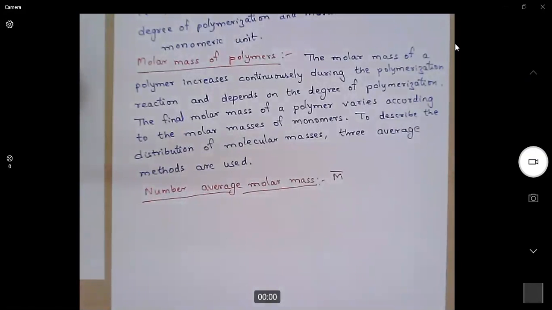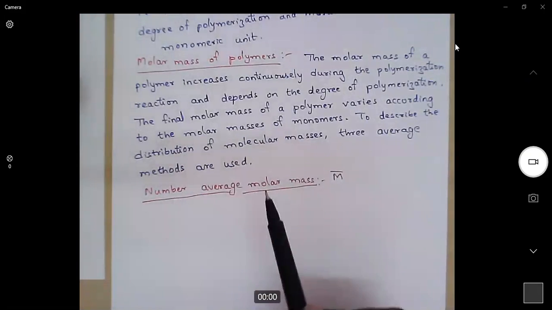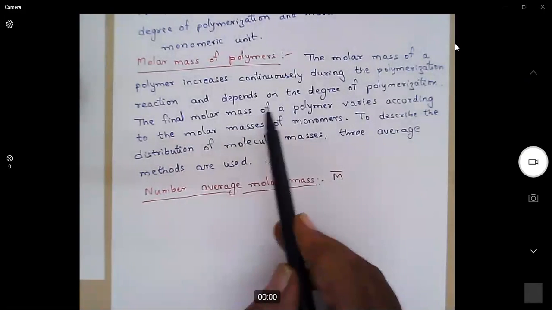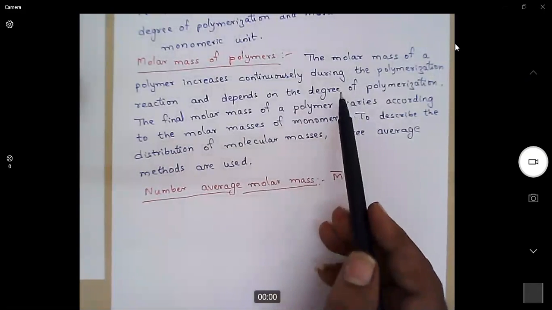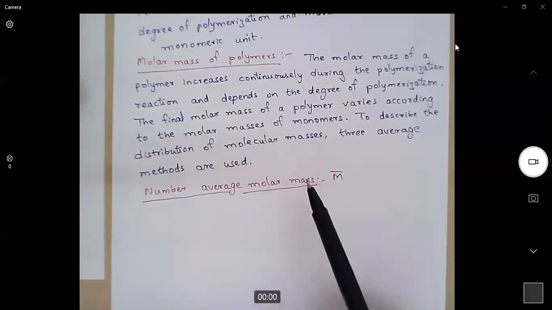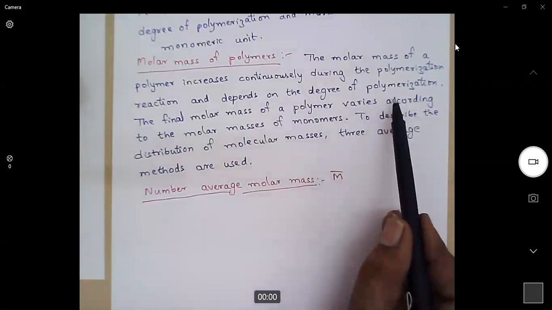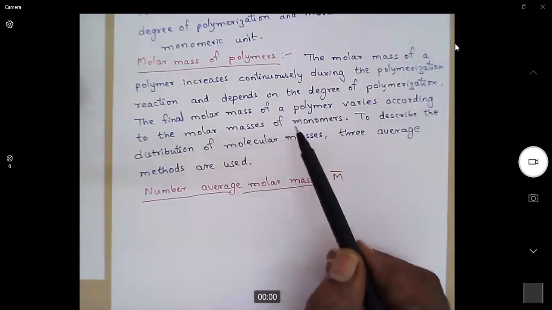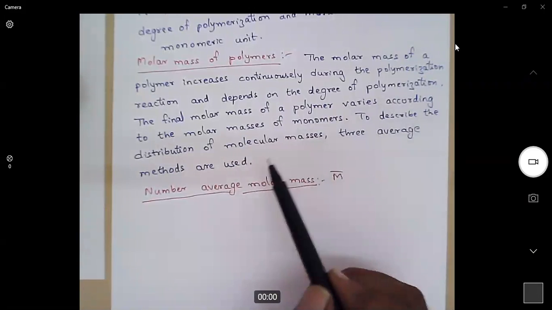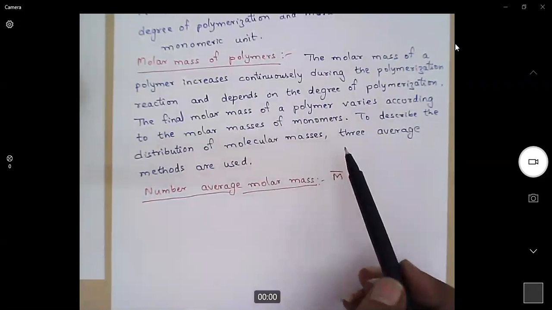In the physical properties of polymers, it is very important to use molecular weight. So the first task is, how do we measure the molecular weight of polymer? Molecular weight or molar masses. The molar mass of a polymer increases continuously during the polymerization reaction. So with increasing number of monomers, the polymer molecular weight increases. And of course, it depends on the degree of polymerization. The final molar mass of a polymer varies according to the molar masses of monomers.